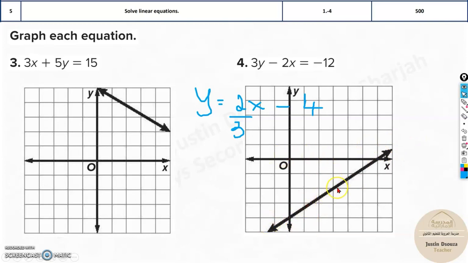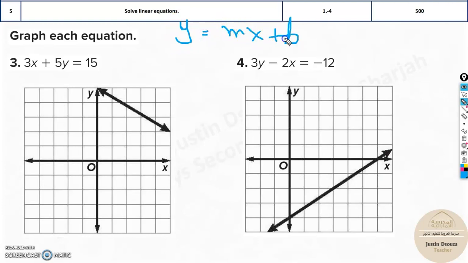Take any point and check. You will get the answer. So this is how we basically solve it. Just make sure you remember the slope-intercept form. I'll write over here: y equals mx plus b. Try solving more problems. Please do solve extra problems by yourself, and be thorough with it.